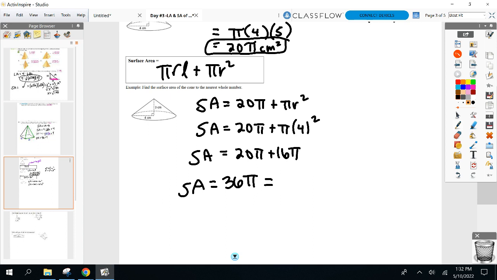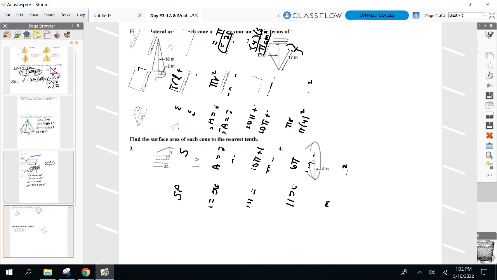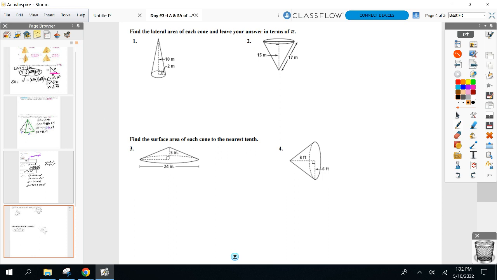Well, 113, nearest whole number. 113 centimeters squared. All good? All right, I just want to practice a few, and then I'm going to let you go on the mixture problem at the end.